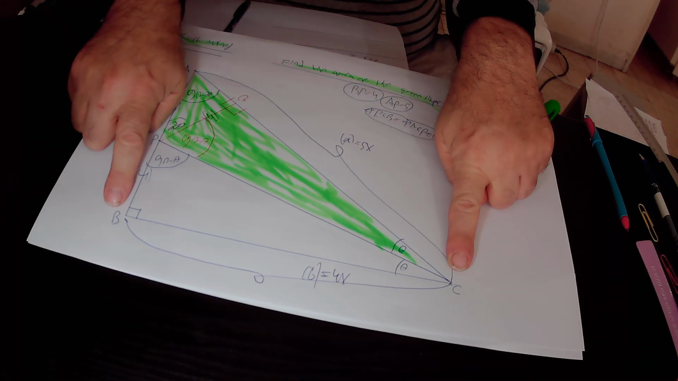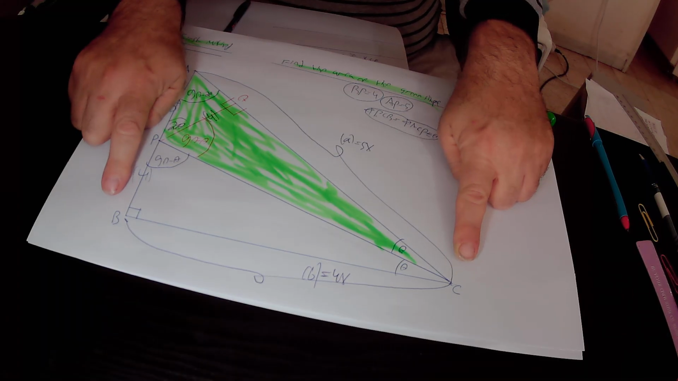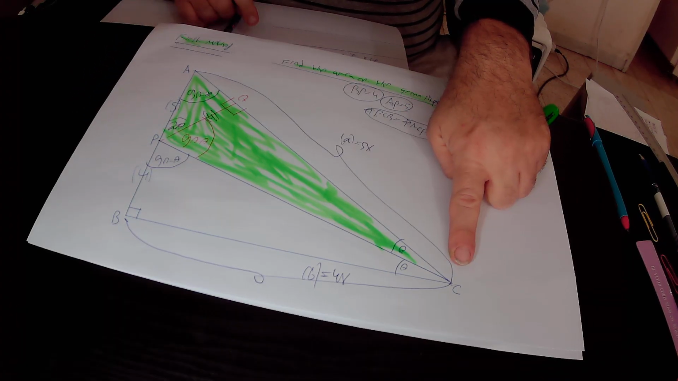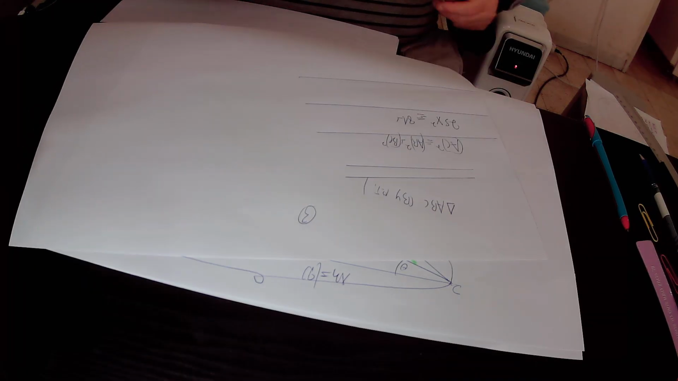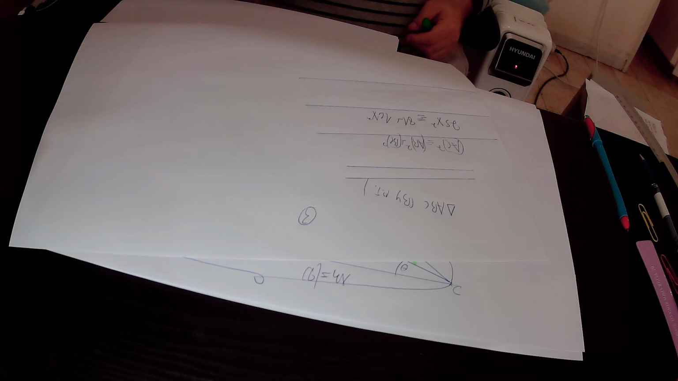BC equals B, and B equals 4x. So BC squared equals 4x squared. 4x squared is 16x squared. So we found that 25x squared equals 81 plus 16x squared.